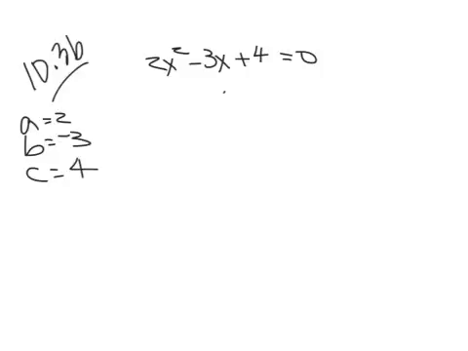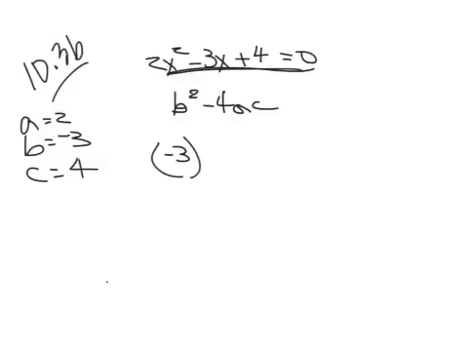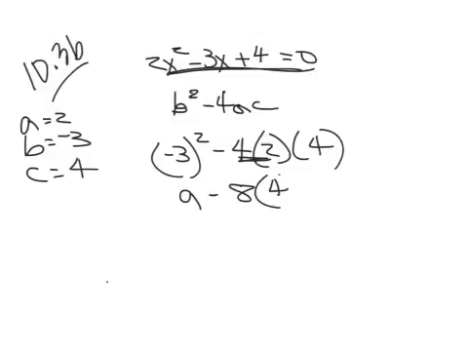Okay, so we're just going to plug those numbers in for B squared minus 4AC. Okay, that's all we're doing. Alright, so B is -3, and you know it's -3, so the whole thing is in parentheses, minus 4. And if you put everything in parentheses like this, it'll keep you from having trouble. So 9 minus, that is going to be 8 times 4, or 9 minus 32.